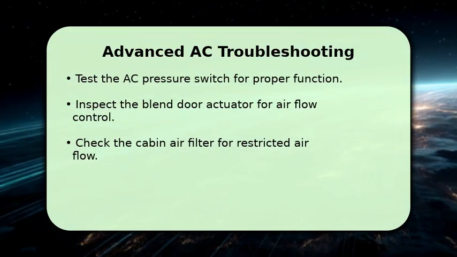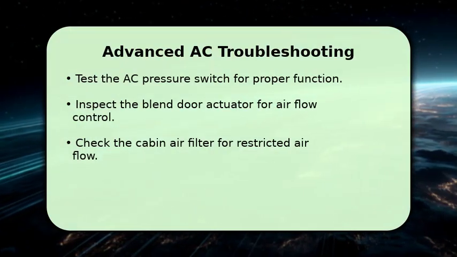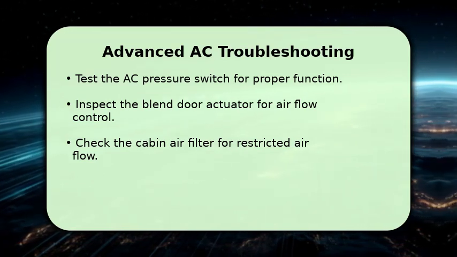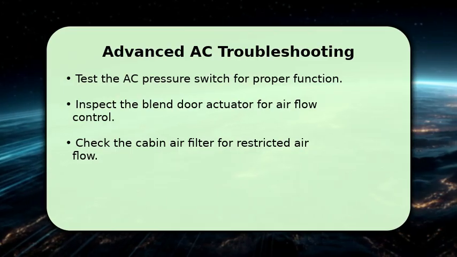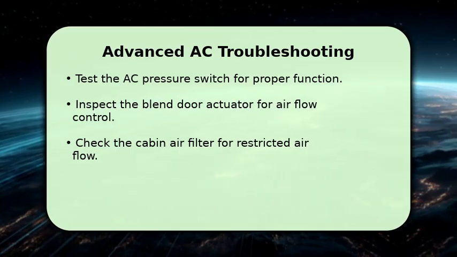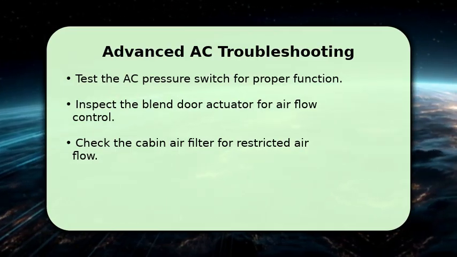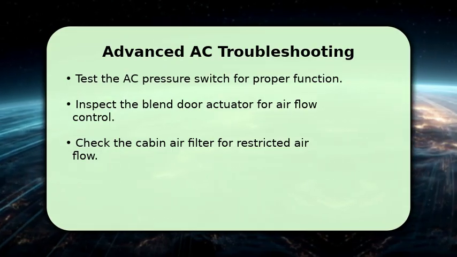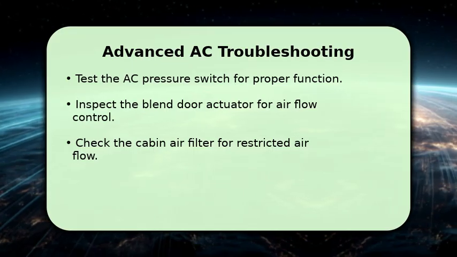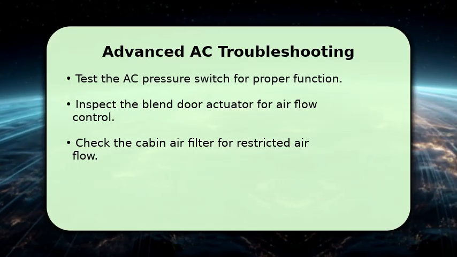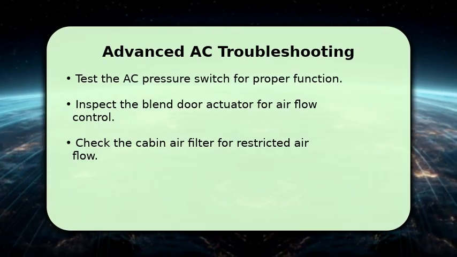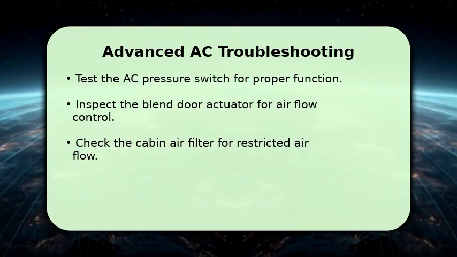Moving on to more advanced troubleshooting, you'll want to test the AC pressure switch. This switch tells the compressor when to activate, and a faulty one can prevent your AC from working. Next, inspect the blend door actuator. If it's not functioning correctly, air might not be directed to the right vents, or you might hear clicking noises. Lastly, don't forget to check your cabin air filter. A clogged filter significantly restricts airflow and reduces cooling efficiency.